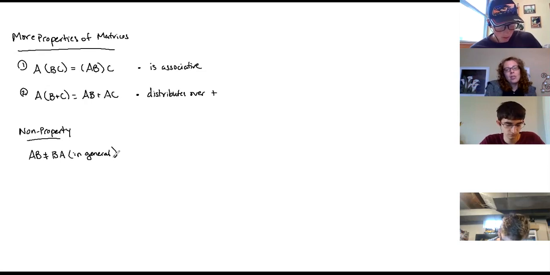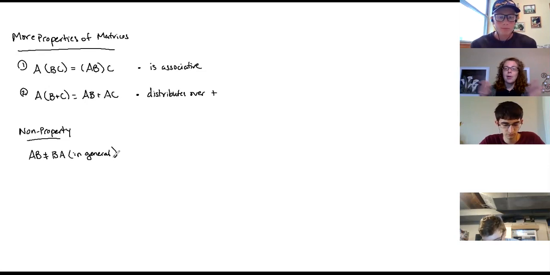So in linear algebra, if we were proving that these two were not equal, we'd need to find a specific counterexample that would tell us that these two are not equal. Matrix multiplication is not commutative in general. There are special examples where matrices will commute, but in general, matrix multiplication is not commutative.